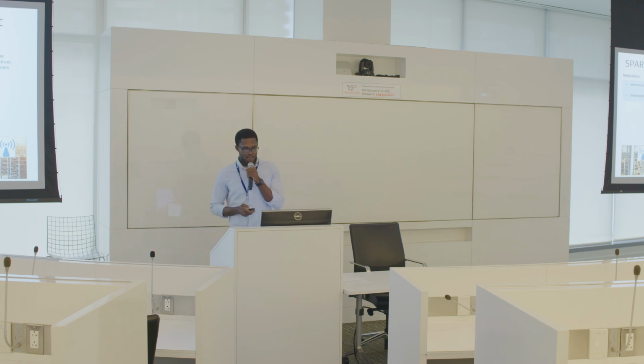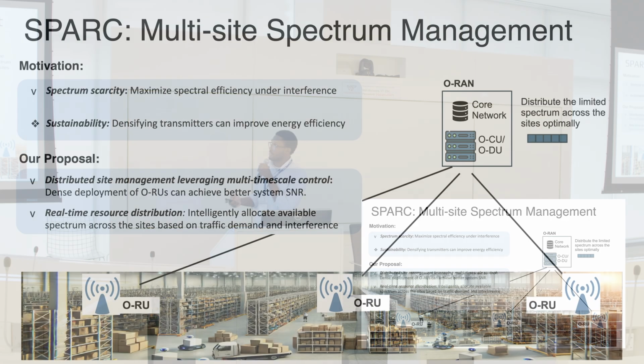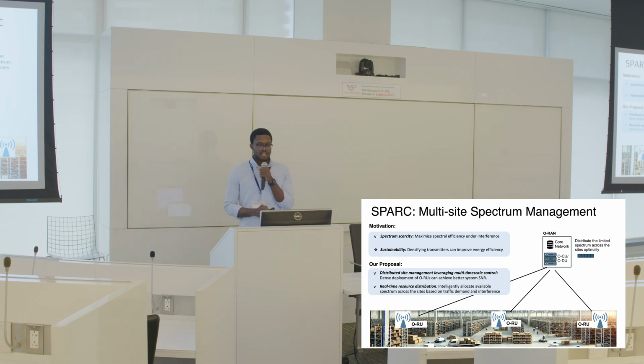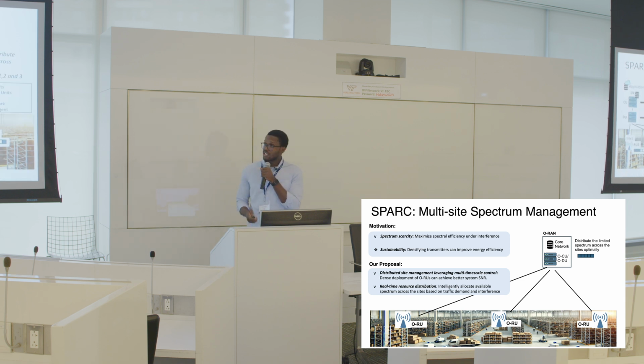The idea is that we know spectrum is scarce, and we want to maximize spectral efficiency under interference conditions, and also be able to densify transmitters so that we can improve energy efficiency. The way we propose to achieve this is distributed site management, leveraging multi-timescale control at different RIC levels, the near real-time RIC and the real-time RIC. Then we have real-time resource distribution to intelligently allocate available spectrum across different RAN sites.